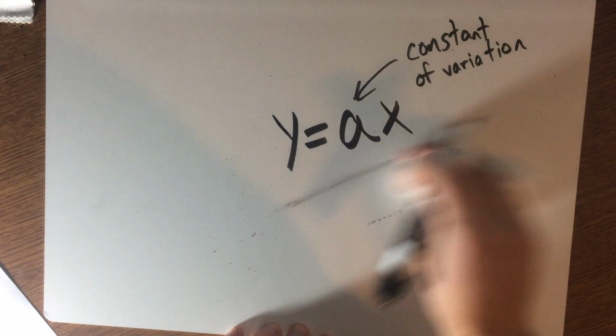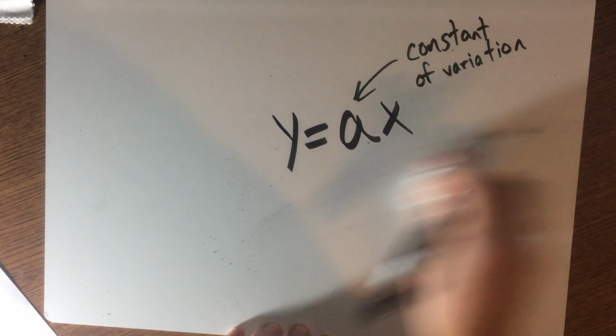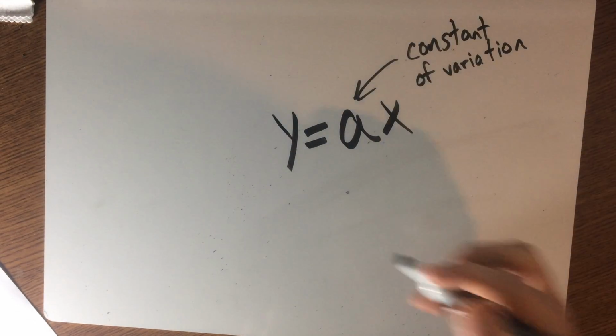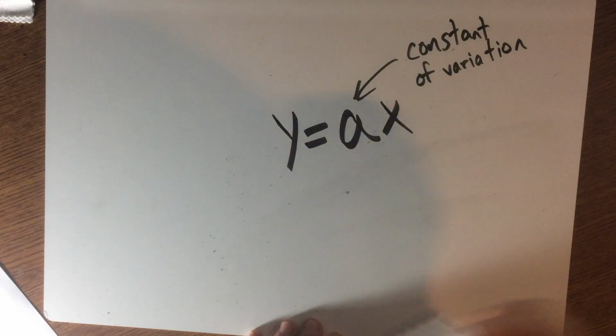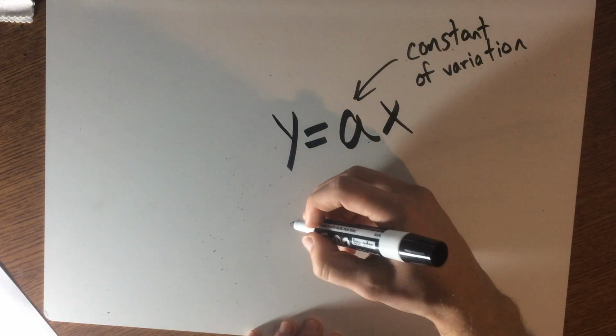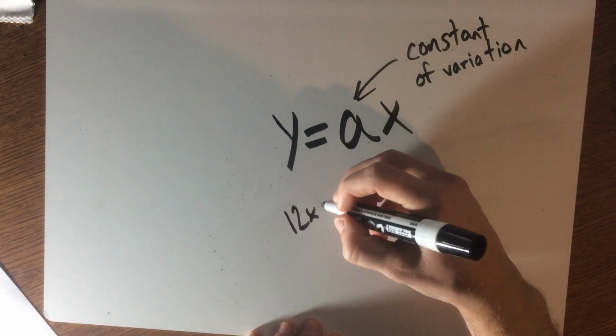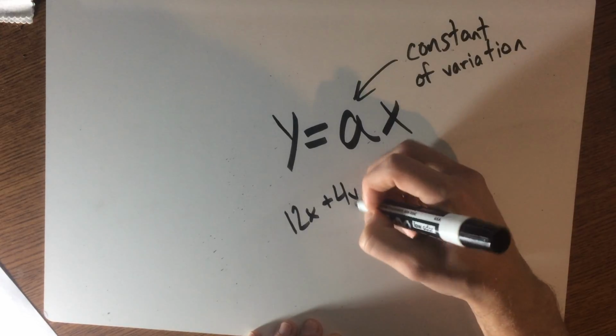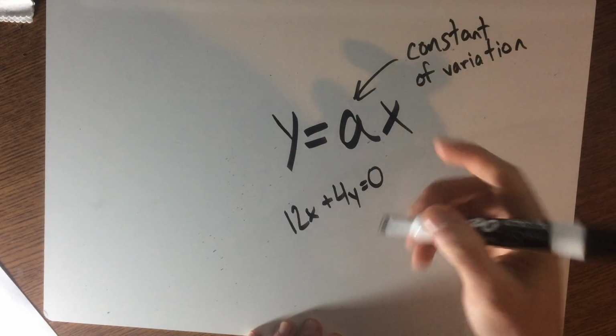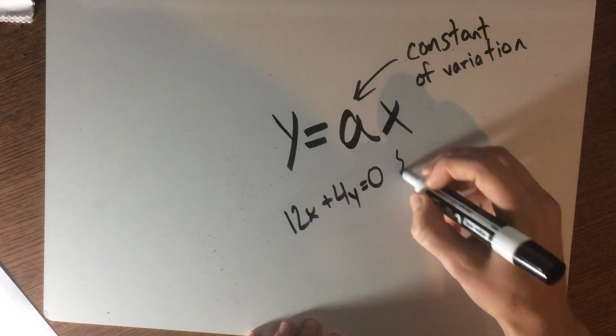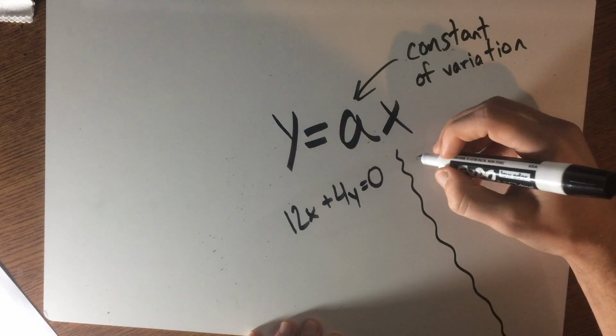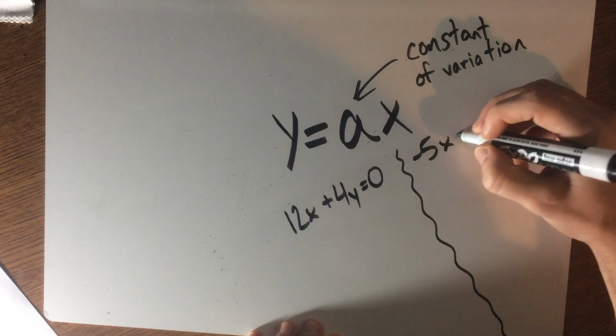All right, so now what we're going to do is go ahead and take two equations and tell whether they show direct variation or not. So remember we said that an equation shows direct variation if it can be put into the following form. All right, so we're going to start first with this equation, and then we're going to go ahead and do this one.